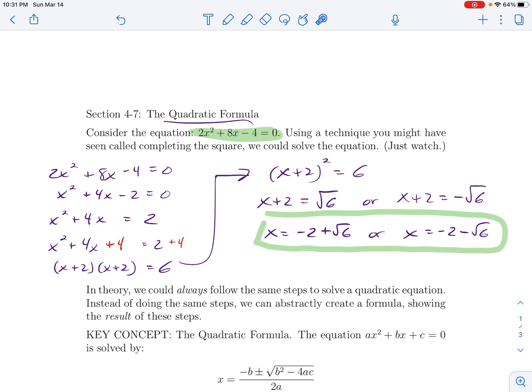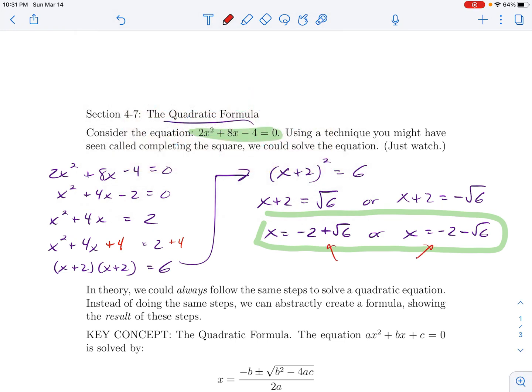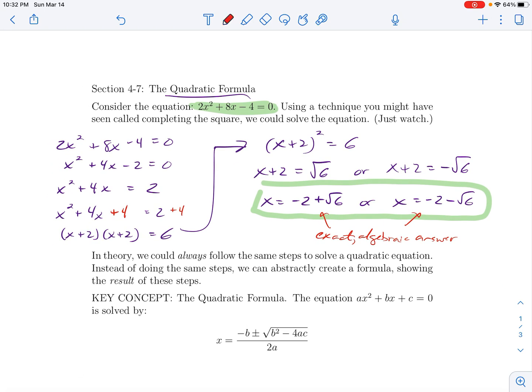So these are exact answers in terms of radicals. I could plug this in my calculator and get a decimal approximation, but sometimes it's really nice to have what's called the exact algebraic answer. It's not a nice number like 2 or 3, but we know exactly what it is in terms of algebraic ideas, not just a decimal approximation. And in theory, I'll emphasize, we could always follow these steps to solve a quadratic equation, even if we don't know how to factor it.